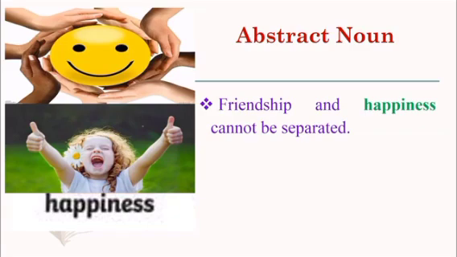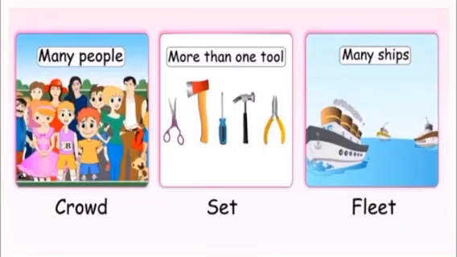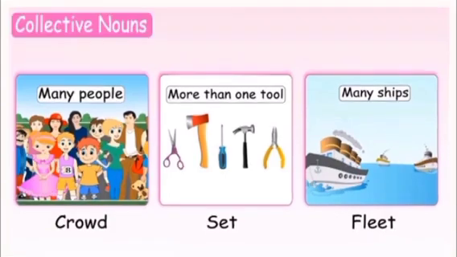Students, now look at these pictures. Here we can see crowd, set, fleet, right? These pictures are from which category? Yes, good students. These pictures denote collective nouns. So crowd means many people. Set means more than one tool. Fleet means many ships. Students, now we are going to frame a sentence for each picture.